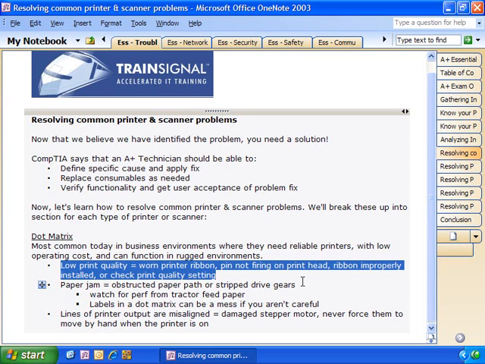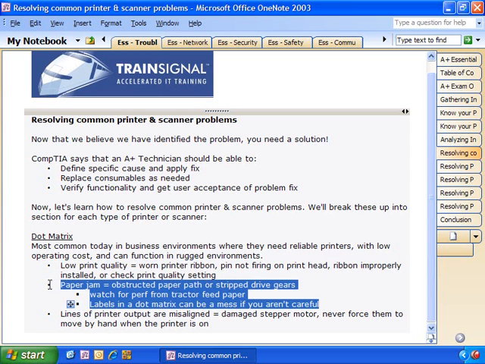Maybe someone set the printer on low print quality to get faster, higher speed out of it, and you just didn't know about it. All right, then there's paper jams. Many times a paper jam is caused by an obstructed paper path or stripped drive gears. So stripped drive gears, you're going to have a technician replace those. But an obstructed paper path, you can get in there and maybe with a small screwdriver or tweezers, you can clear out some perf or a little piece of paper, or maybe a paper clip fell in there, and it's causing the printer to jam.